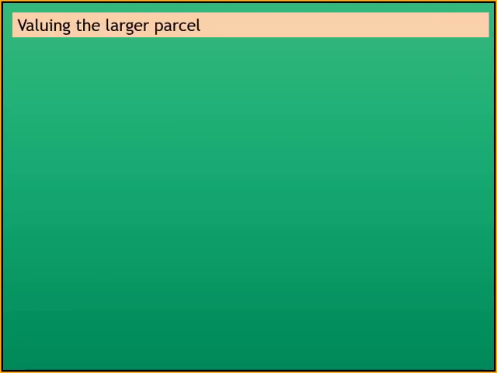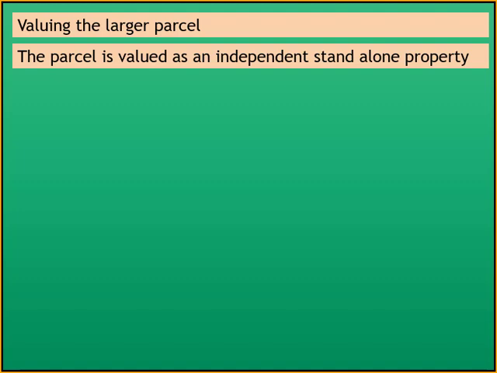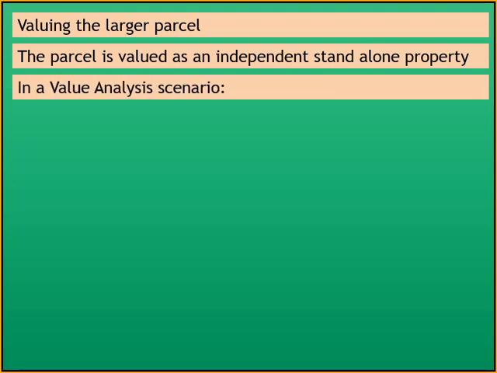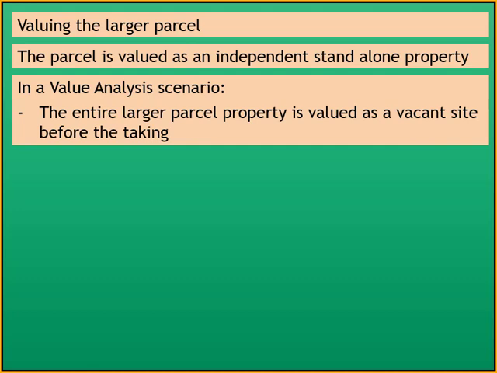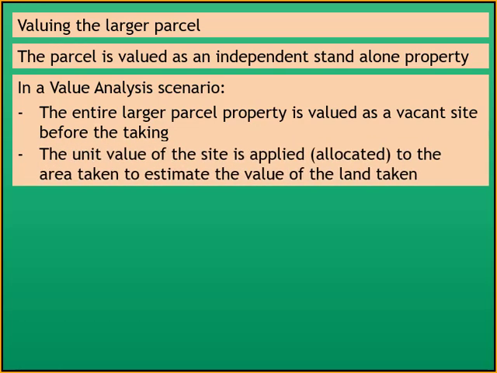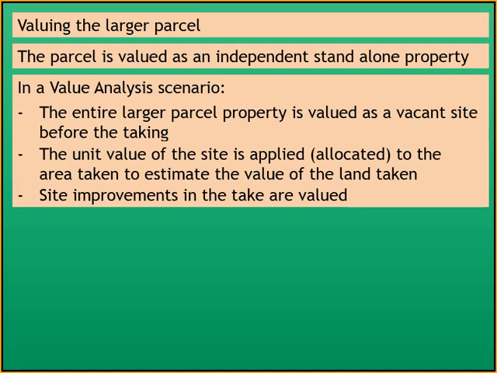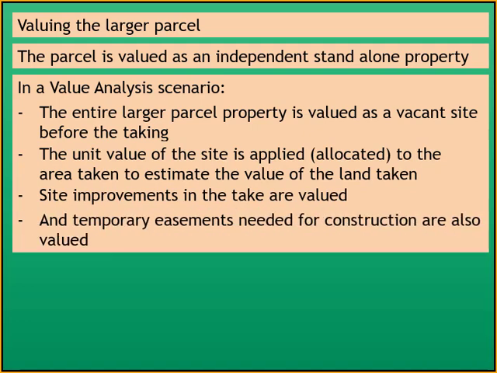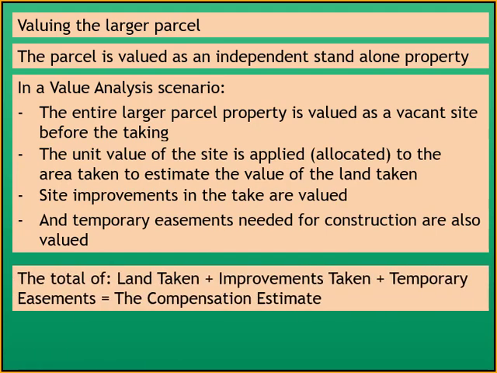So valuing the larger parcel, the parcel is valued as an independent standalone property. In a value analysis scenario, the entire larger parcel is valued as a vacant site before the taking. The unit value of the site is applied or allocated to the area taken to estimate the value of the land taken. Site improvements in the take are also valued, as are temporary easements needed for construction. The total of land taken plus improvements taken plus temporary easements equal the compensation estimate.